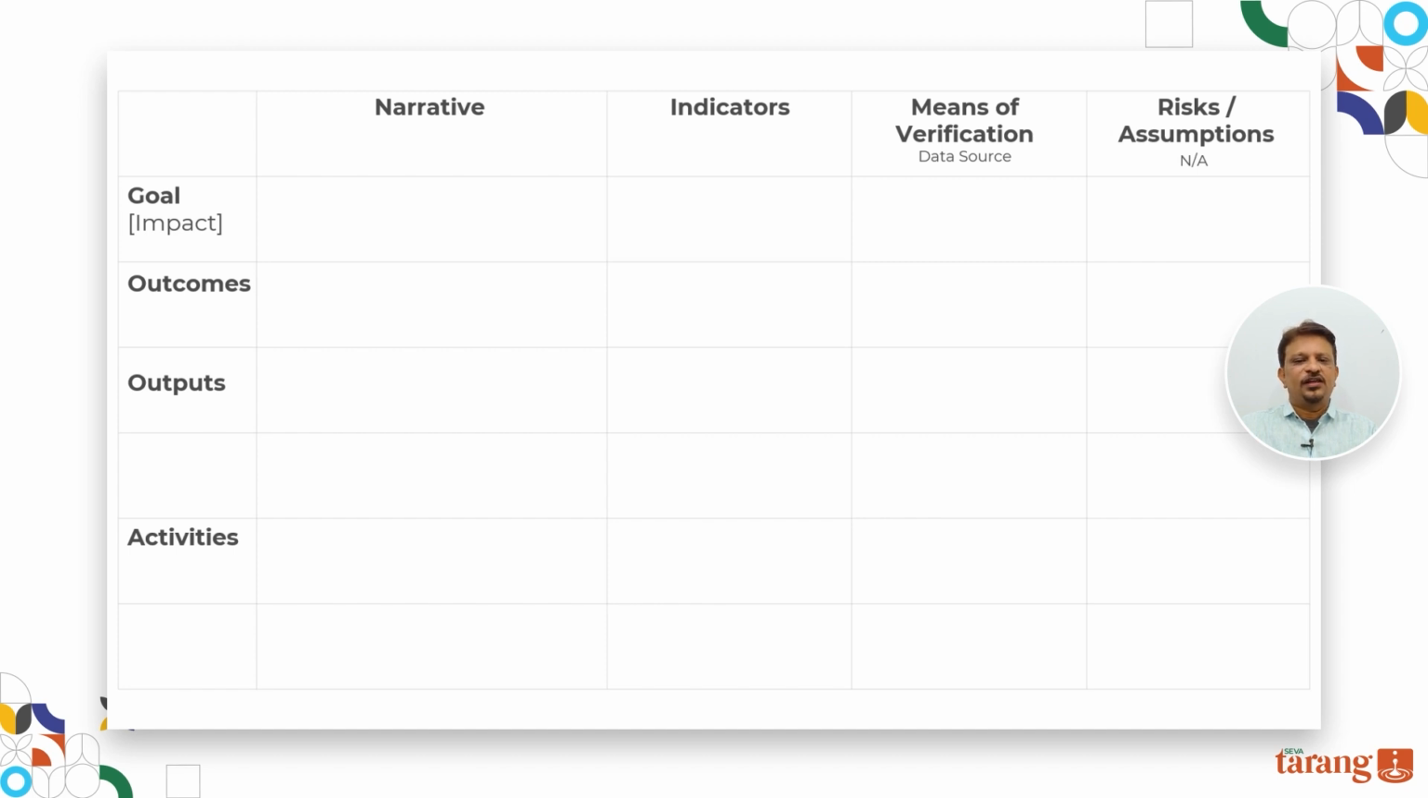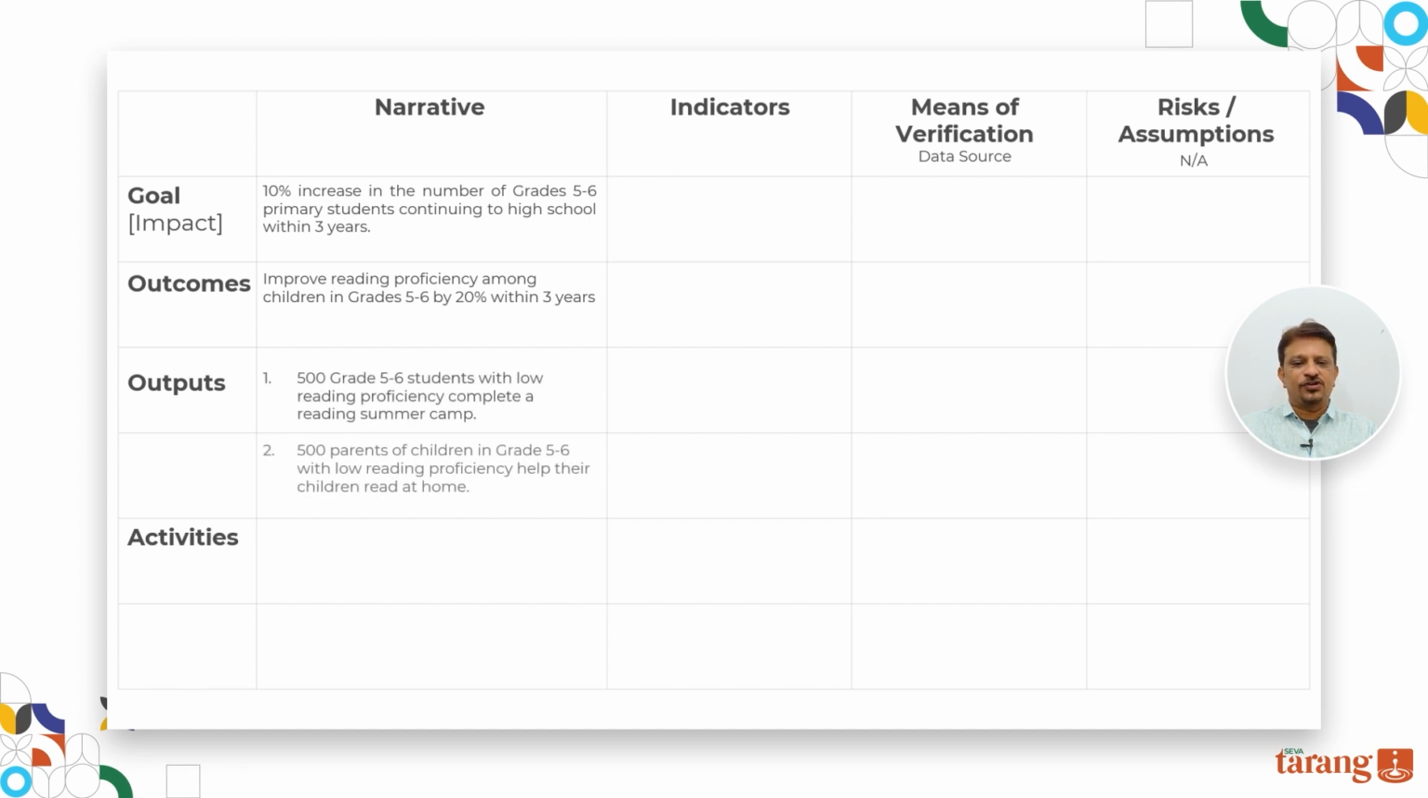Now, let us see a real case of putting the LFA to practice for a school project of increasing continued education. The overall goal of the project is to increase the number of grade 5 and 6 primary students continuing to high school by 10% within 3 years, broken down into outcomes of improving reading proficiency among those children within 3 years and immediate outputs as 500 grade 5-6 students with low reading proficiency complete a reading summer camp. 500 parents of children in grade 5-6 with low reading proficiency help their children read at home.